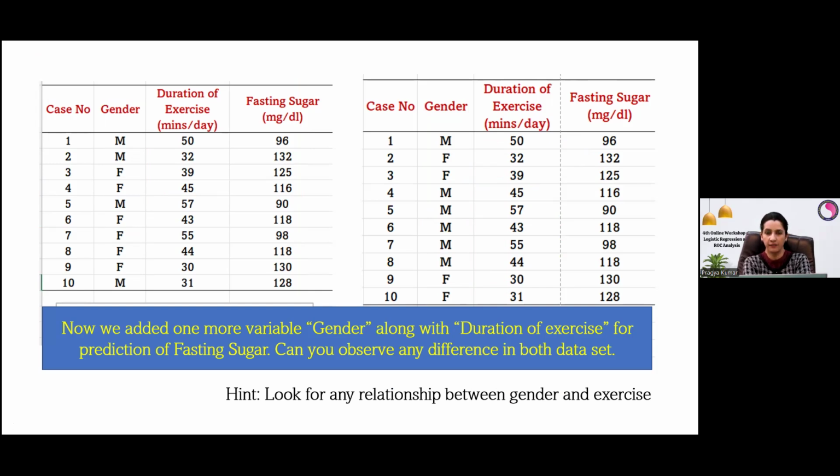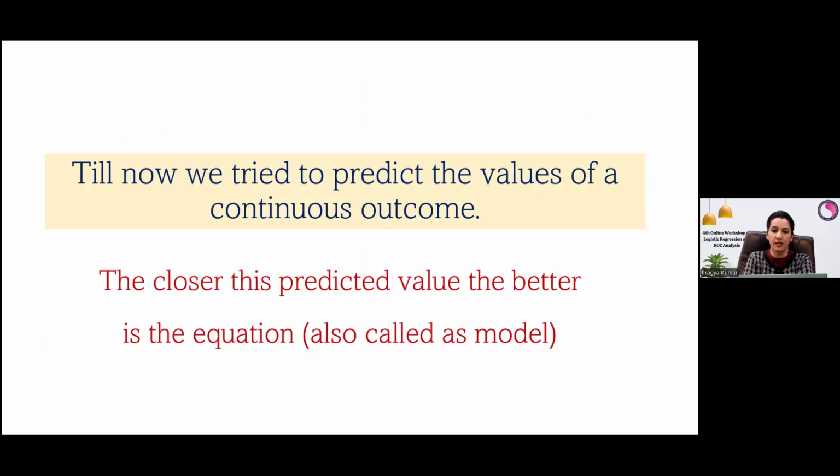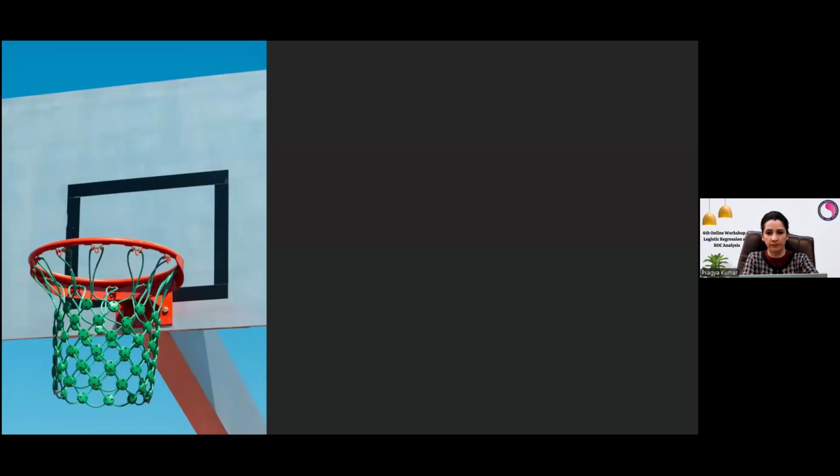If time permits today, and if not, then we'll discuss tomorrow. Because if there is a relationship between the two independent variables, and they interact with each other, then definitely it affects the outcome variable. So till now, we are predicting the values of a continuous outcome in all these cases. As Divya was asking regarding the residuals, the closer the predicted value, the better is this equation or the model.